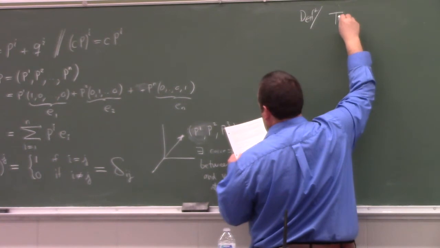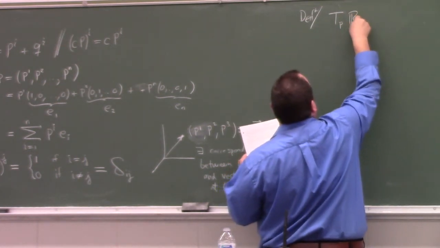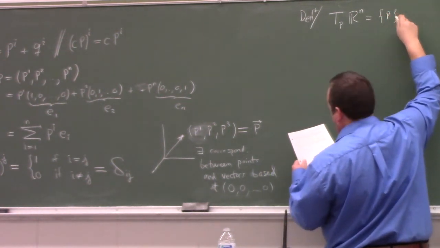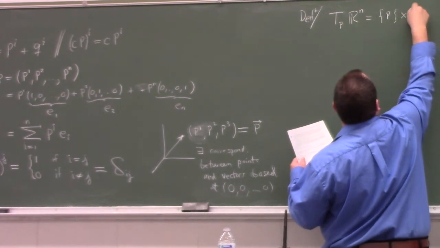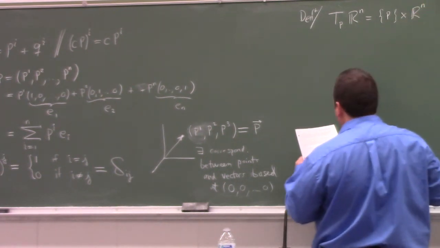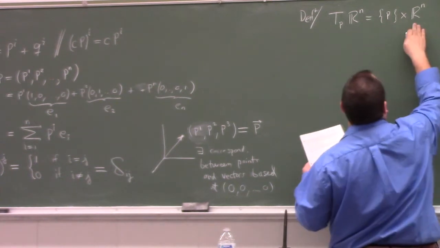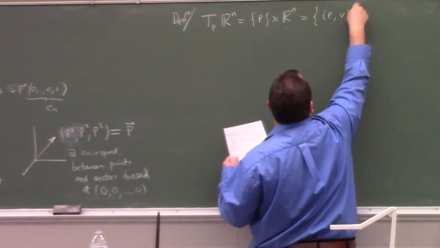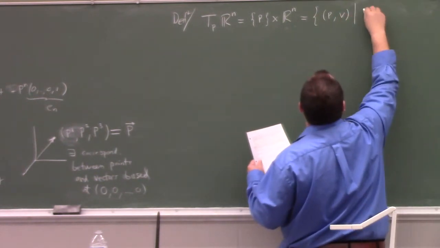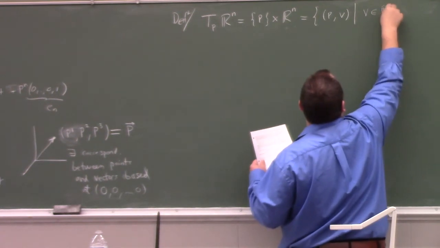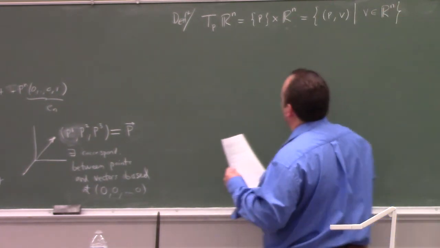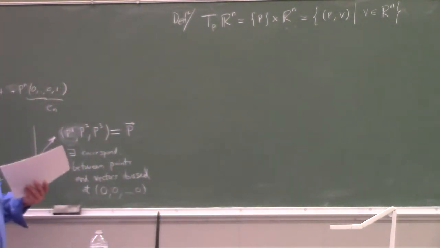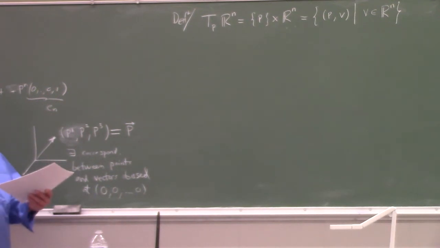T sub P, Rn, is going to be P Cartesian product with Rn. All right. And what does that look like? That looks like P comma V such that V is in Rn. So we're just giving a notation to say, hey, this vector is based at the point P. All right?